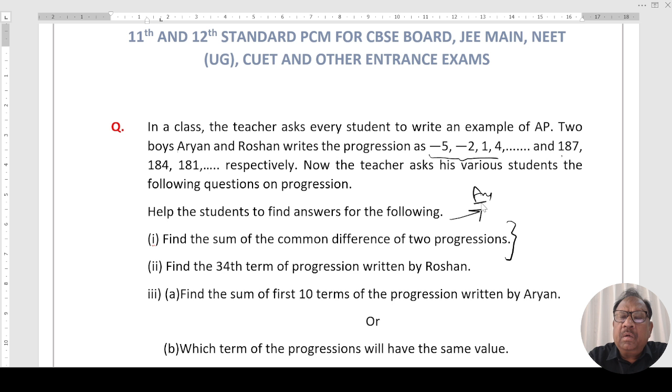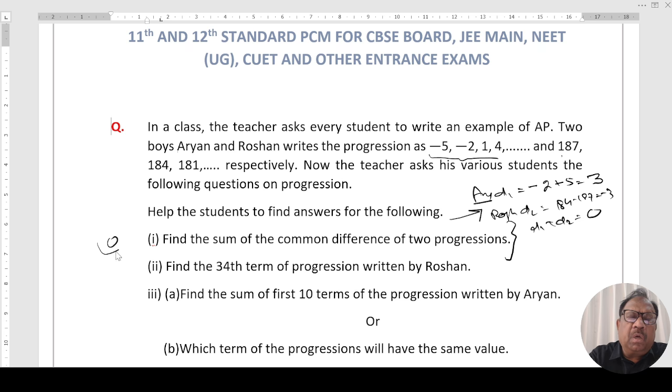By Aryan, d1 is -2 plus 5, that is 3. And by Roshan, d2 is 184 minus 187, that is -3. Therefore, d1 plus d2 comes out to 0. 0 is the answer.